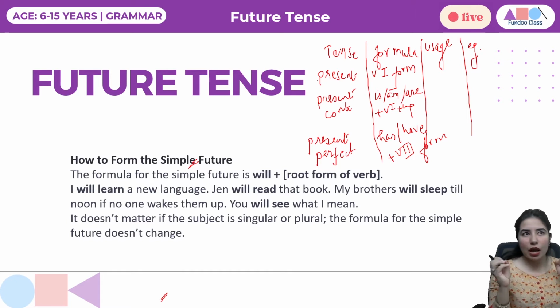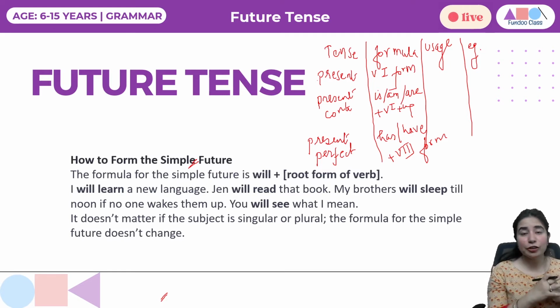I've seen that students are really intimidated by the concept, but you'll definitely improve if you pay attention to these details and pay a lot of focus, right? So your energies are absolutely channelized. When you pay attention to these little details, then you will not get intimidated, right? So will plus root form of the verb.